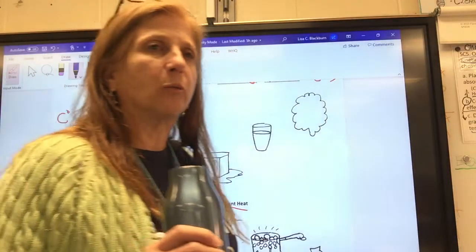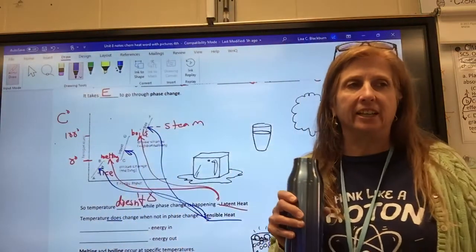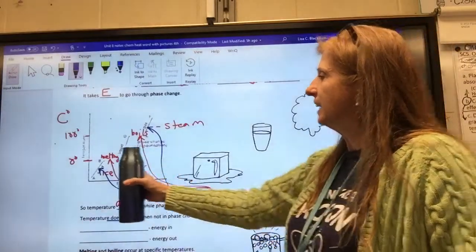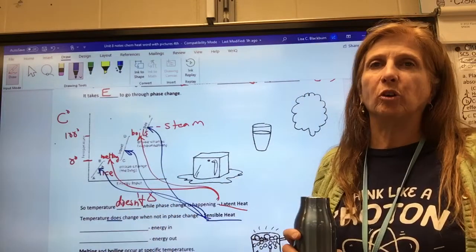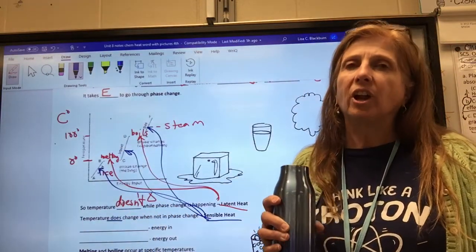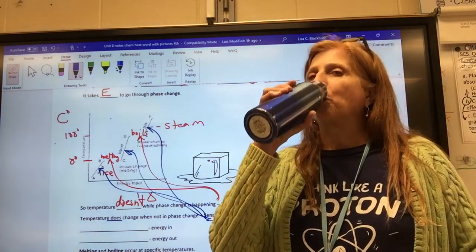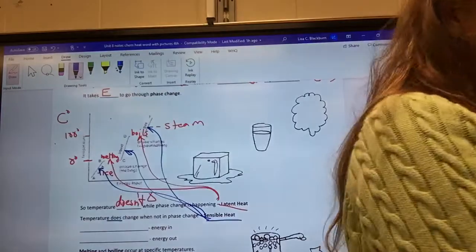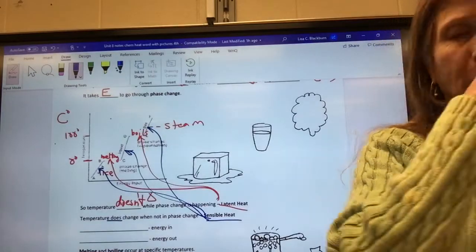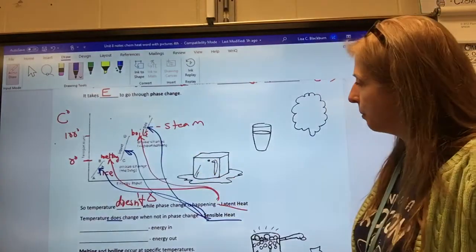The word latent means hidden. Do y'all know that word from English? Latent is hidden. So this is like hidden heat. You're adding heat to it, but it doesn't change the temperature because it's going through phase change. So sensible heat does change it. Sensible heat changes the temperature. Latent does not. Okay, you feel pretty good about that?